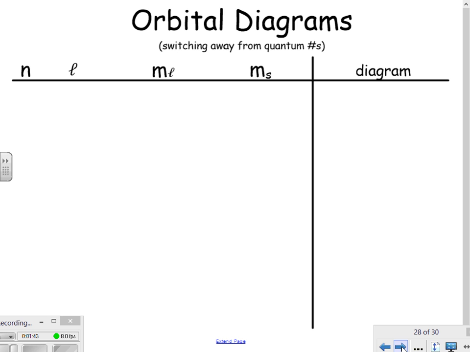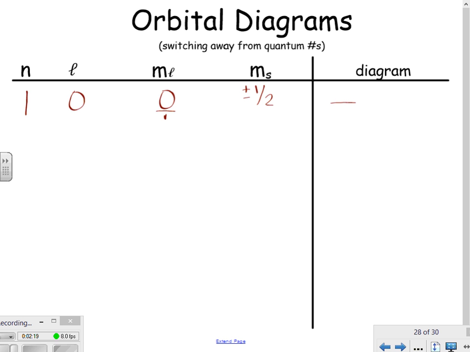So what we're going to be building to are orbital diagrams, which will allow us to figure out how electrons bond with another atom. So we're going to start with energy level 1, and our possible L value is 0. Our m sub L value is 0, and our m sub s, we could have a plus and a minus 1/2. So we're going to draw a diagram. The first thing we're going to figure out is how many m sub L values there are. There's only one possible value, so we're going to draw one line because there's one value.